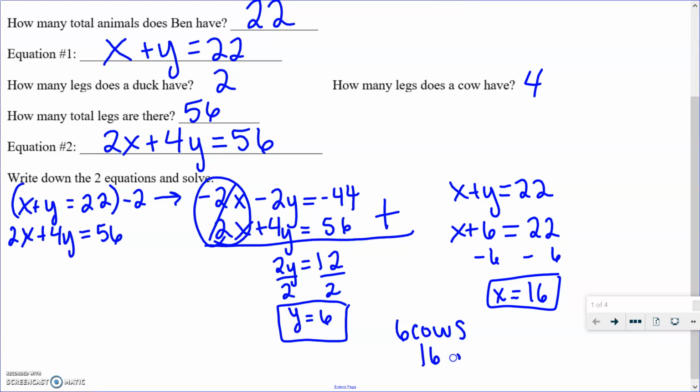and 16 ducks. Okay, and when we're doing a word problem, we always want to rewrite our answer in the context of the problem. So what was it asking? Asking the number of cows and the number of ducks.